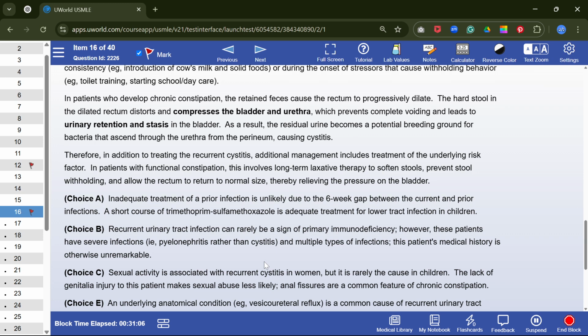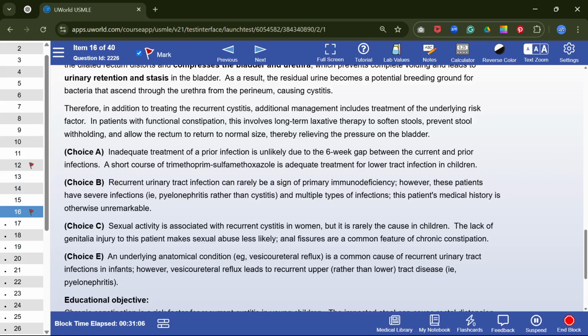Sexual activity is associated with recurrent cystitis in women, but it is rarely the cause in children. The lack of genital injury in this patient makes sexual abuse less likely, and anal fissures are a common feature of chronic constipation.